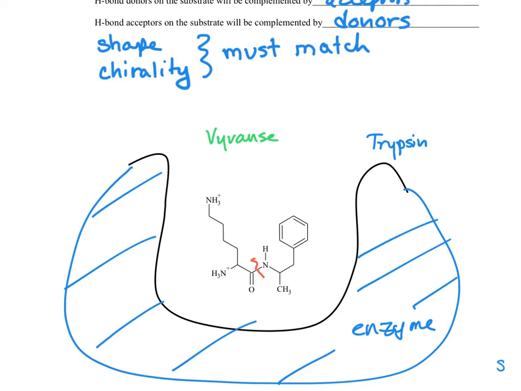At the points where I put these red dots, I'd like you to draw the side chain of an appropriate amino acid, 3 in all, and I want to see if you can complement the structure and the chemical properties of Vyvanse. So go ahead and pause and see what you come up with.